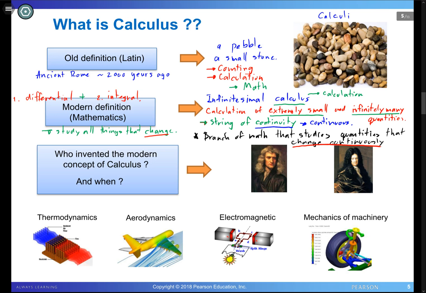Now let's move to who invented calculus. Who is the father of calculus? Actually, there are two mathematicians who are considered fathers of calculus. The first one is Sir Isaac Newton. So let's write that down. I have the picture right here. This is Sir Isaac Newton. And not just him, we have another mathematician, Gottfried Leibniz, in the second picture.